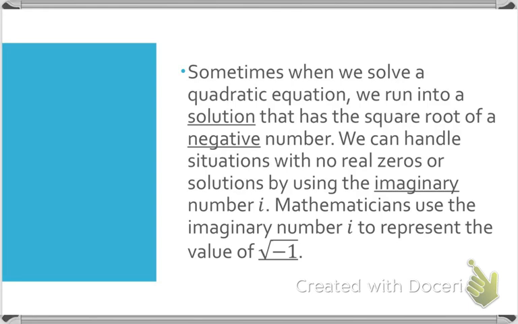Sometimes when we solve a quadratic equation, we run into a solution that has the square root of a negative number. Up to this point, I've said that if you get a negative number, we're just going to say there's no solution. Now, we can handle situations with no real solutions by using the imaginary number i. Mathematicians use the imaginary number i to represent the value of the square root of negative 1. So the square root of negative 1 is going to be represented by i.